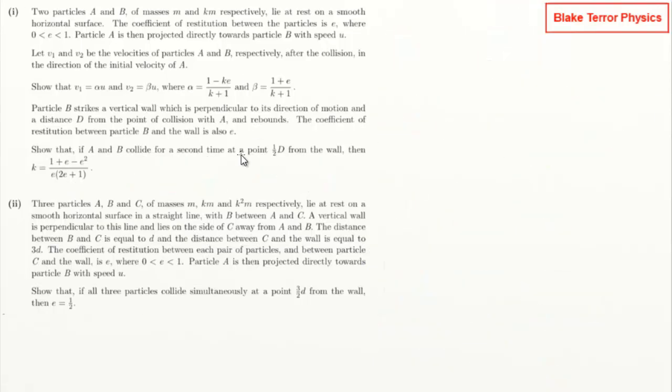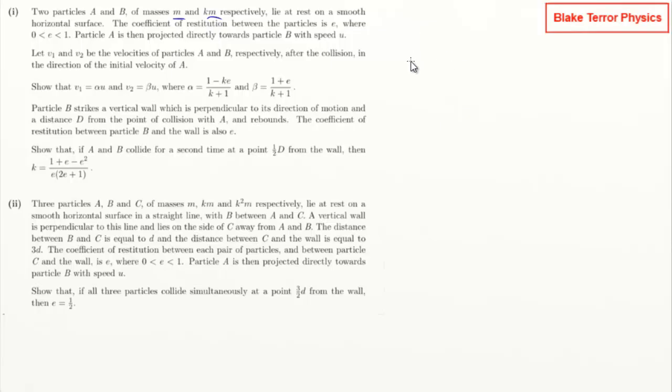Moving on to part 2. We've now got 3 particles, A, B and C, of masses m, km and k squared m. So we've got the same ratios going on as before; each one is just multiplying up by k as we go up in masses. They lie at rest on a smooth horizontal surface in a straight line, B between A and C. The vertical wall is perpendicular to this line and lies on the side of C away from A and B.